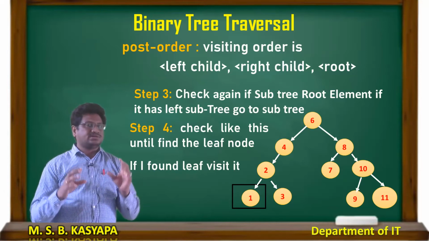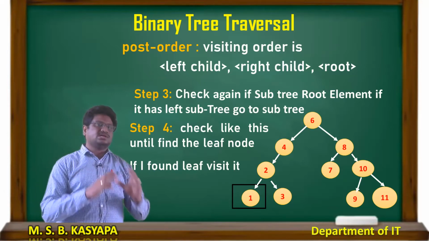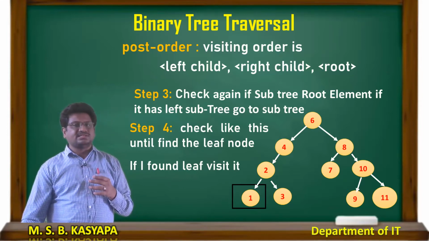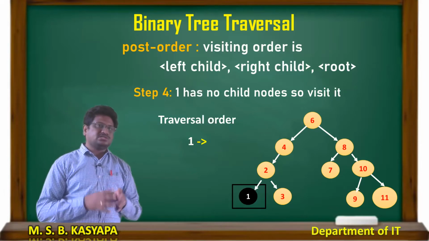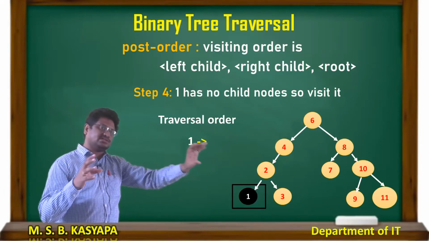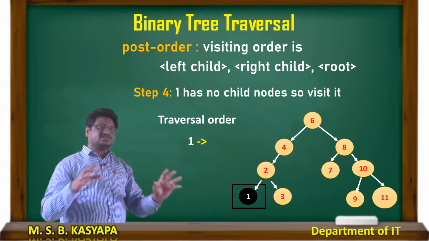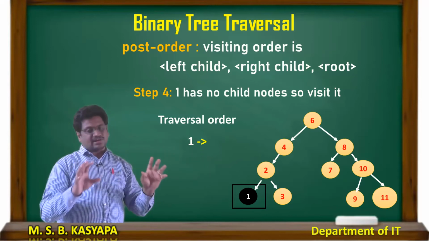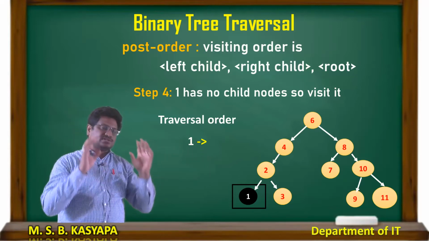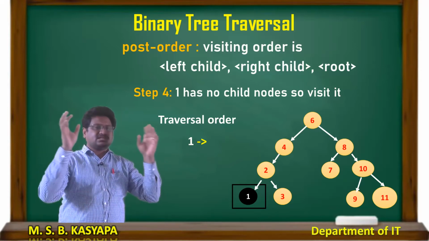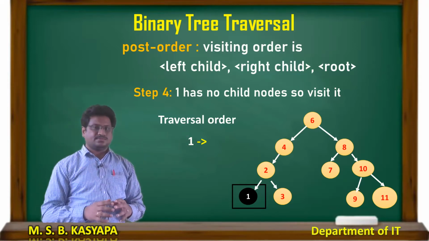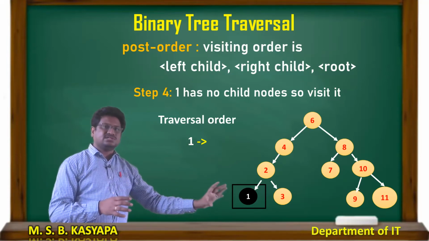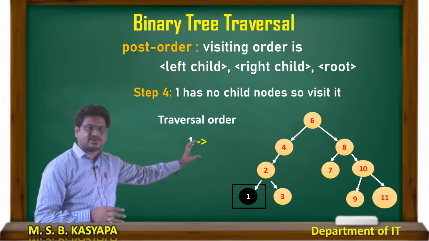Once I have reached the last node in the left subtree, I check whether it has any children. Why? Because it is post-order. First I have to check whether left or right children are available. If they are not available, then I visit the node. If available, I first visit the left and right children, and only after visiting the children do I visit the root. Am I right? Here, 1 doesn't have any children, so I can visit 1 directly. Now my traversal order is 1.